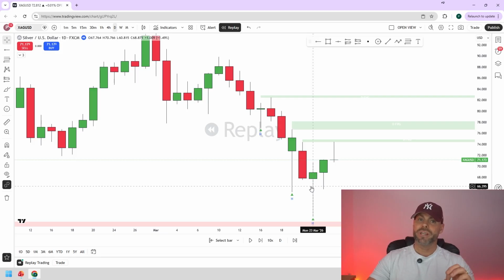Now, one really important point to make is, why do I only take these hammers and shooting stars seriously on higher time frames like the 4-hour, the daily, and maybe the weekly, and not something like the 5-minute or the 15? What it comes down to is actually significance.